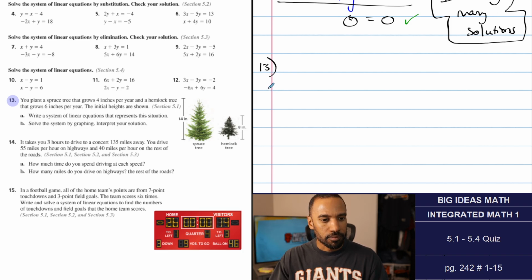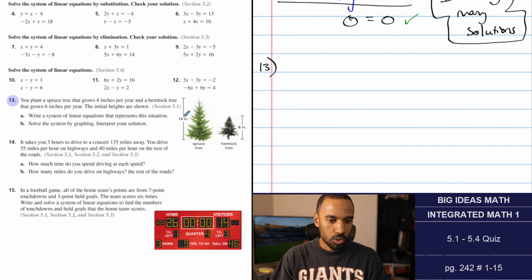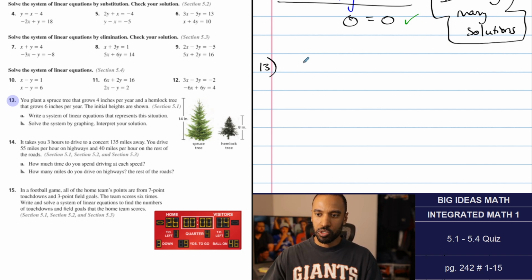Number 13. You plant a spruce tree that grows 4 inches per year and a hemlock tree that grows 6 inches per year. The initial heights are shown. The initial height of the spruce tree is shown to be 14 inches, if you can see that. The hemlock tree, 8 inches. Write a linear system of equations that represents this situation.